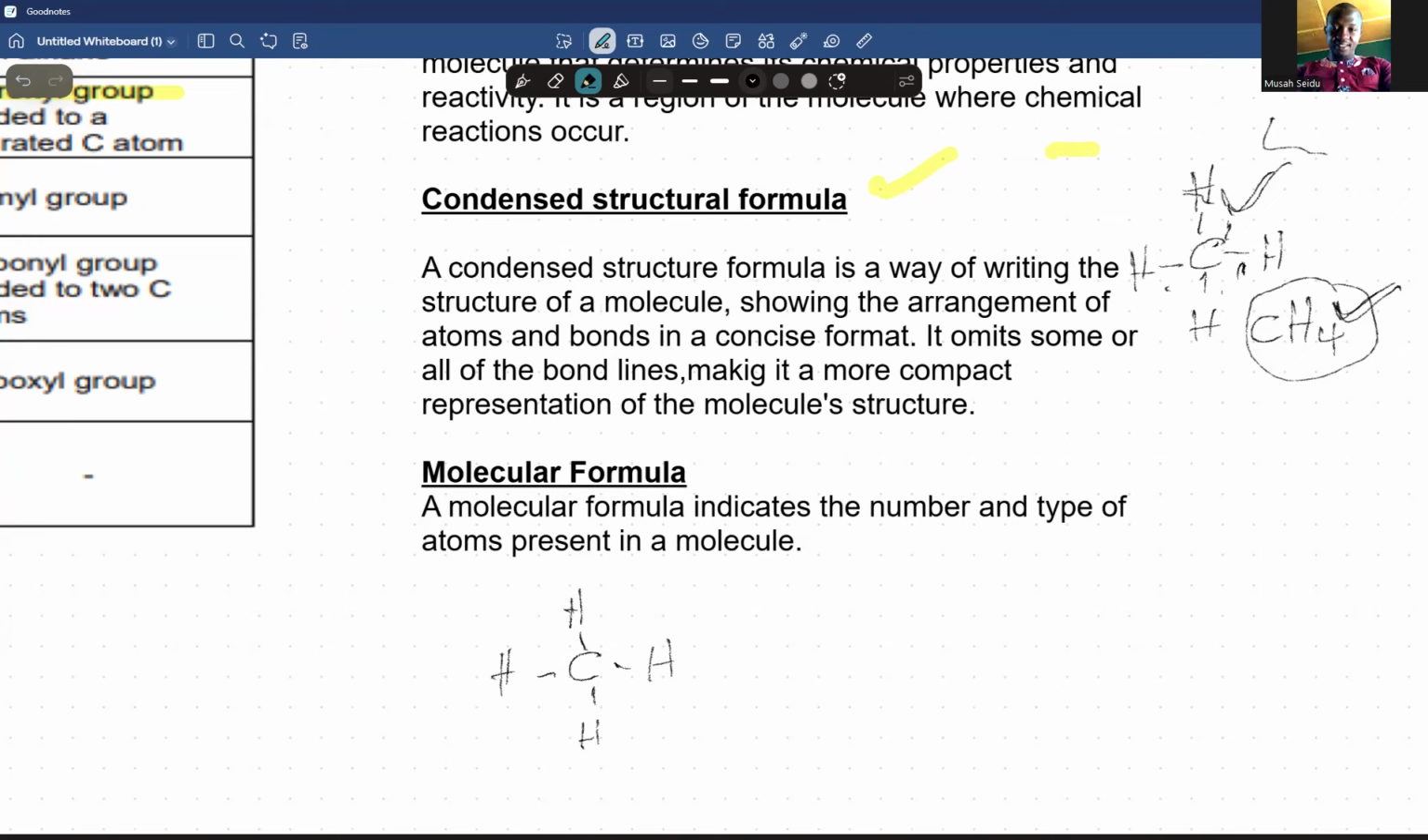Now, if I have this, or let me just even use a different molecule.